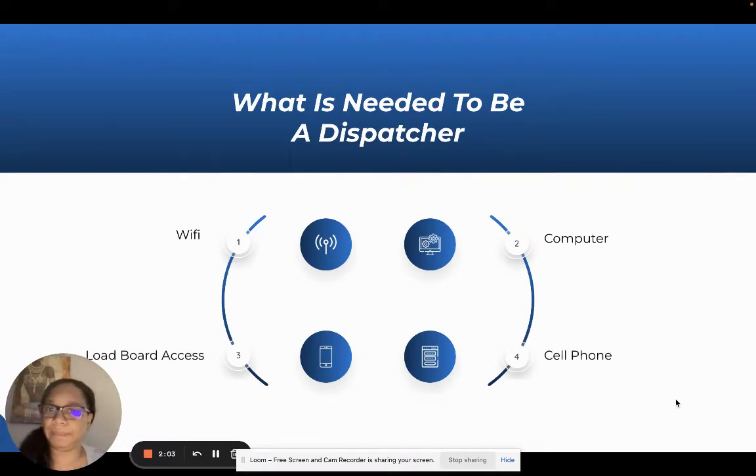What is needed to be a dispatcher? Of course, you need Wi-Fi. You need load board access. The load board access is where you access the freight so that the truck drivers get their work, right? You need your computer and a cell phone.